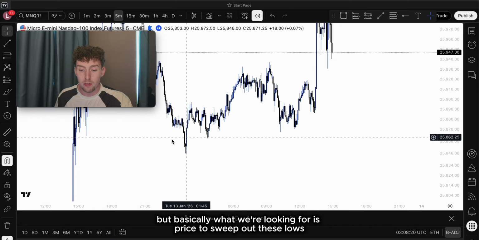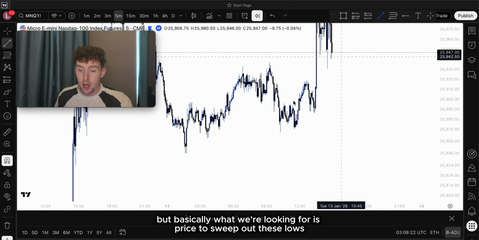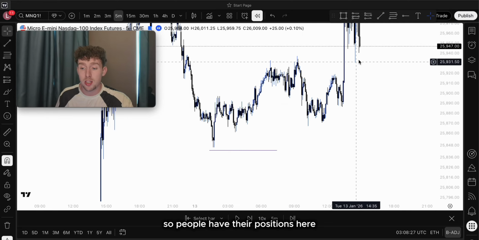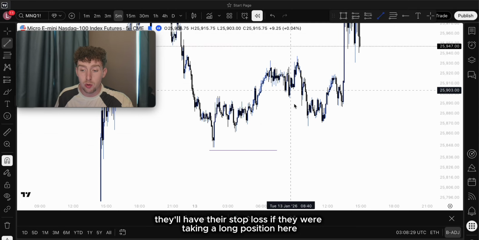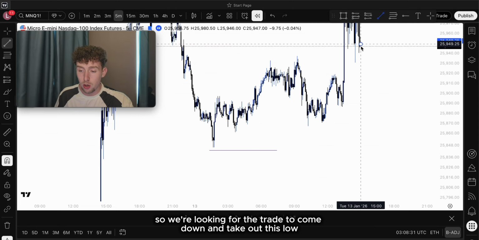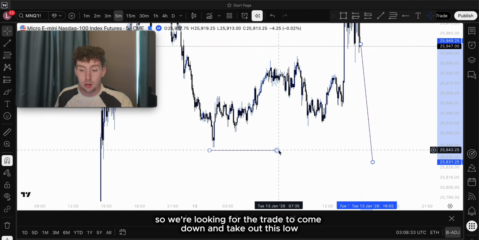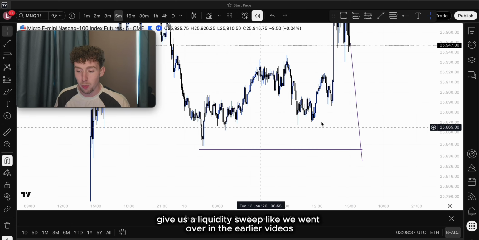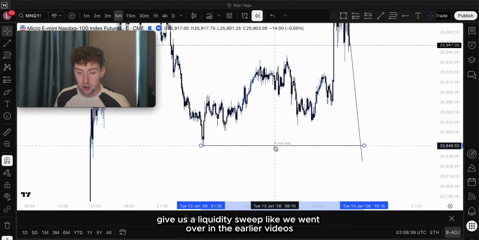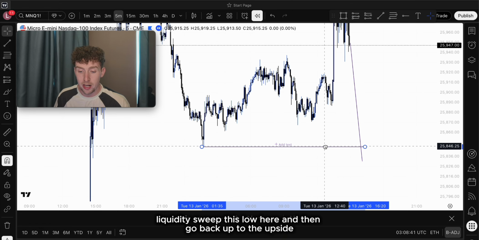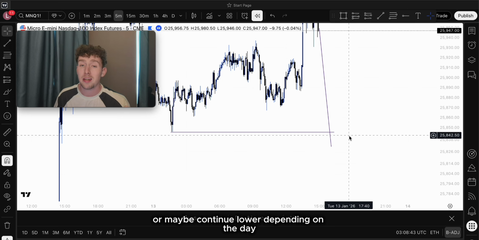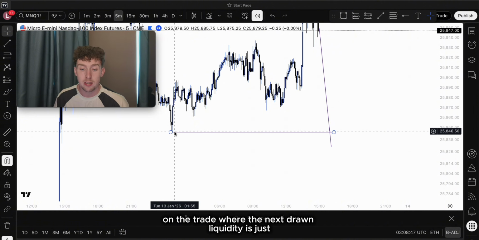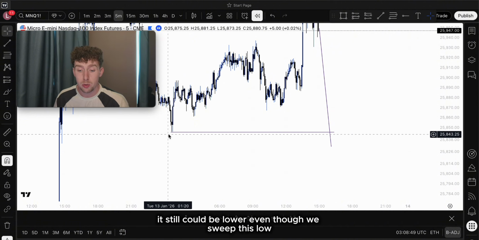But basically what we're looking for is price to sweep out these lows, and a lot of people think there are stop losses under these lows. So people have their positions here, and they'll have their stop loss there if they were taking a long position. So we're looking for the trade to come down and take out this low, and what's it going to do? Give us a liquidity sweep. Like we went over in the earlier videos, liquidity sweep this low here and then go back up to the upside, or maybe continue lower depending on the day, on the trade, and where the next draw on liquidity is. It still could be lower even though we sweep this low.